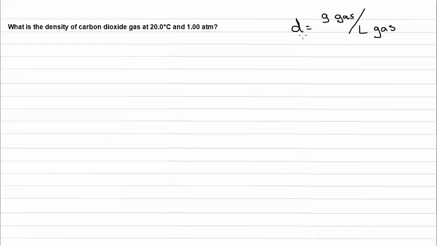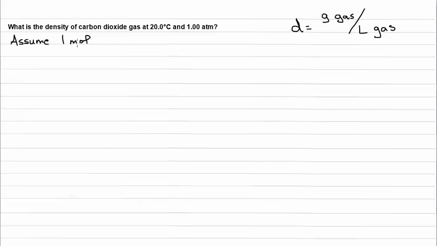Looking at the question, it almost looks as if we don't have enough information. We don't know how much gas we're talking about. When that happens, you're going to assume something that will make your life easier. For this particular example, if we assume that we have 1 mole of the gas, then it simplifies the math, simplifies what we're trying to solve for.